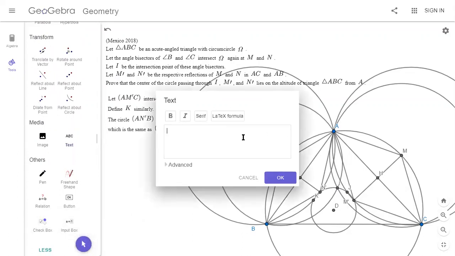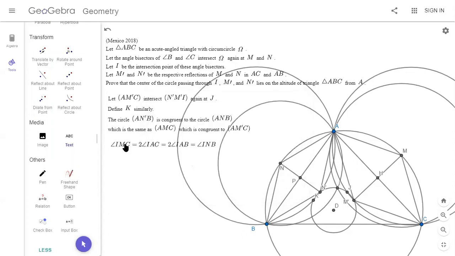Okay. And those two triangles have two equal sides, so they are similar. All right, I like it. Very good solution. So that means that IMC is similar to IBN.